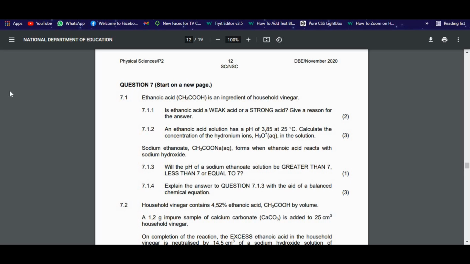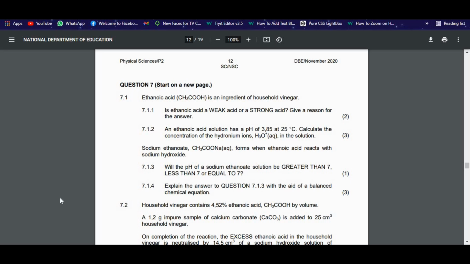In the question paper, it starts off with 7.1 saying ethanoic acid, CH3COOH, is an ingredient of household vinegar. 7.1.1, is ethanoic acid a weak acid or a strong acid? Give a reason for your answer. Well, guys, anybody like to comment? Is it a weak or strong acid? What say the people?